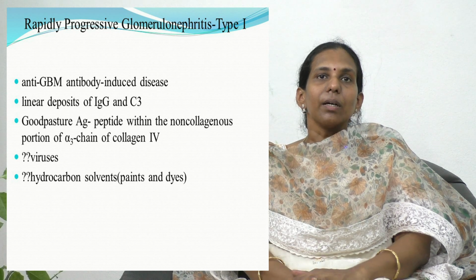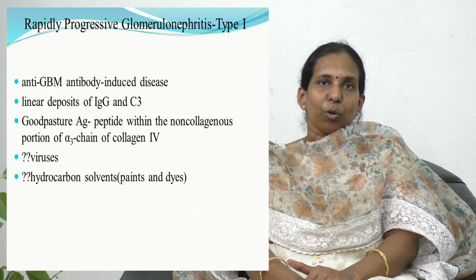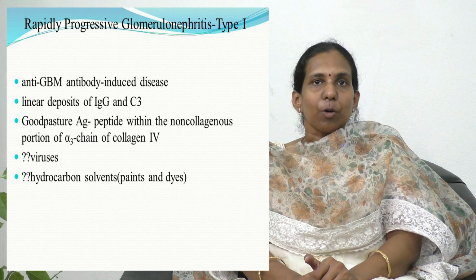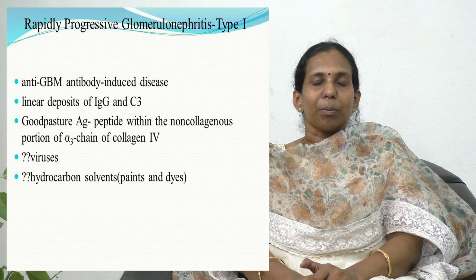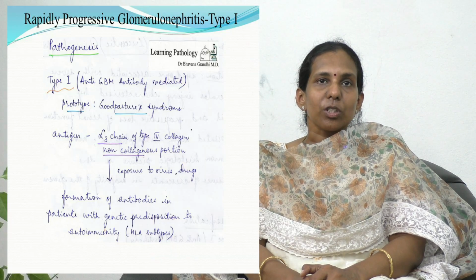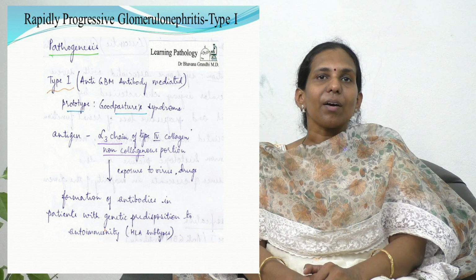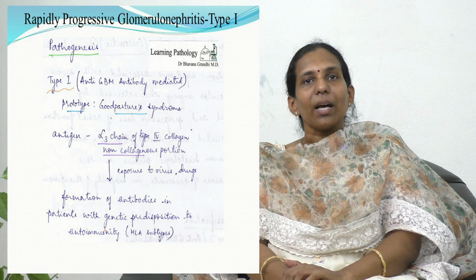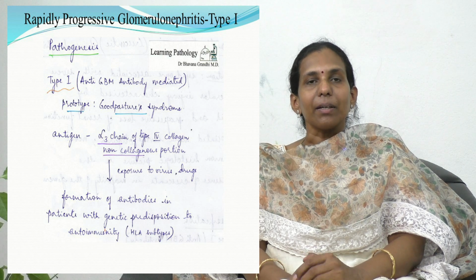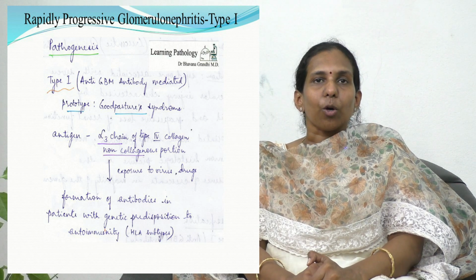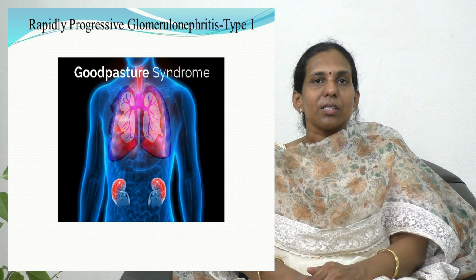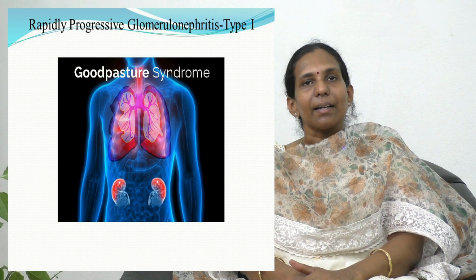Coming to type 1, antibodies are formed against the glomerular basement membrane. There is deposition of IgG and complement. This is the flow chart showing type 1, where you have antibodies against the collagen of the glomerular basement membrane. Goodpasture syndrome depicts kidney and lung involvement.